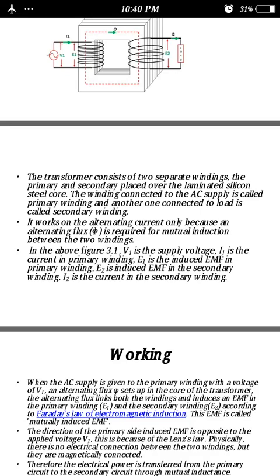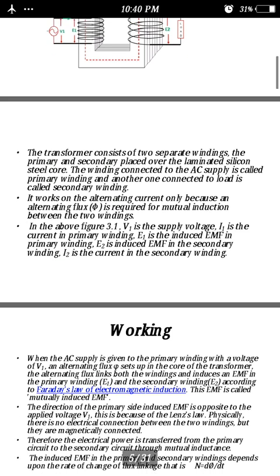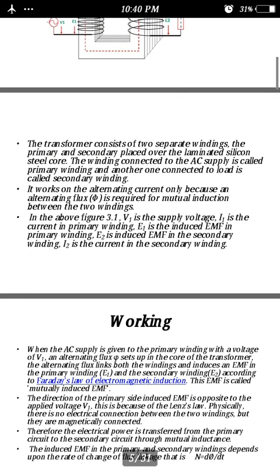The transformer consists of two separate windings. Already I said that the primary and the secondary are placed over the laminated silicon steel core. So the transformer is made up of a silicon steel core material. The winding connected to the AC supply is called the primary winding. That is the winding which takes the input supply. The other one connected to the load is called the secondary winding. It works on alternating current only because an alternating flux is required for mutual inductance between the two windings.